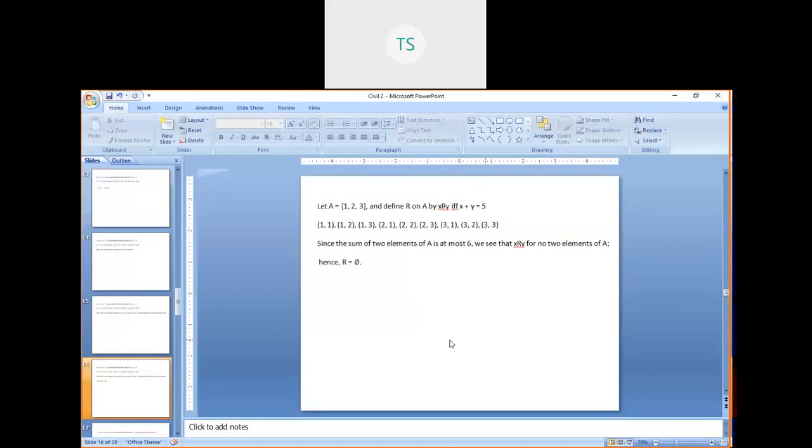But if I make this 7 as 5, then will you get any element whose sum is 5? 2, 3, 2 plus 3 and 3, 2, 3 plus 2. That means in this case R will be (2, 3) and I will get one more ordered pair which is (3, 2). Okay. So is it clear? Sometimes the relation can be an empty relation also.